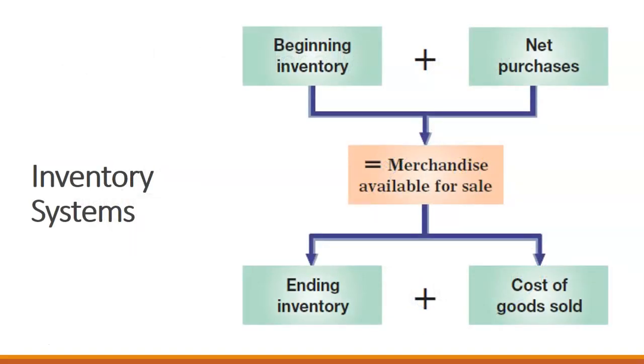In our inventory system, we have beginning inventory plus purchases of inventory equals our merchandise available for sale. Then our ending inventory and our cost of goods sold. Our merchandise available for sale minus cost of goods sold equals ending inventory. Inventory is a current asset.